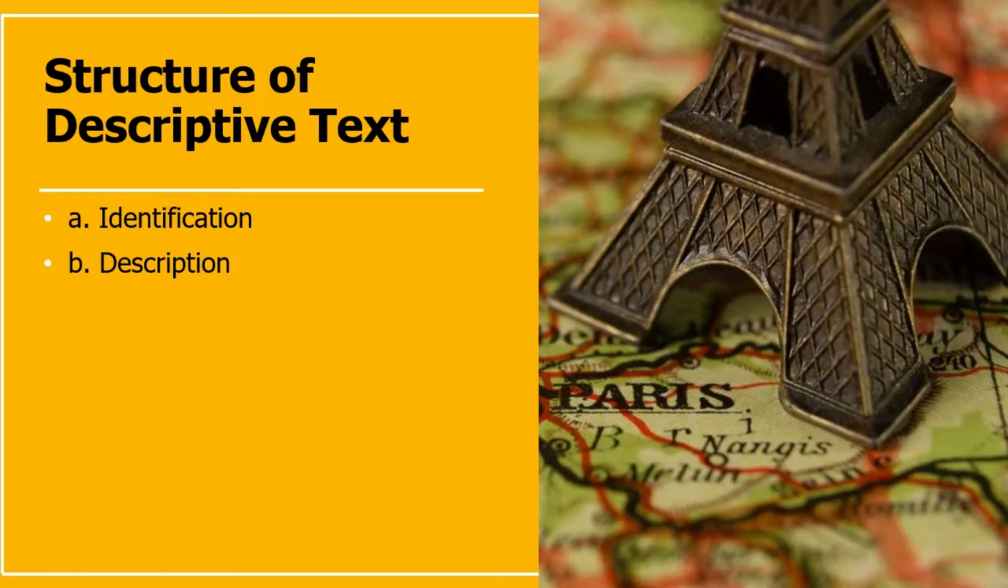Next, structure of descriptive text. The descriptive text has two main structures. The first one, identification. This section contains an introduction about object, human, building, place, animal, plant, and more in the text. Then, description. This section is the main section where we can find all the characteristics of the object that is the topic of the descriptive text.